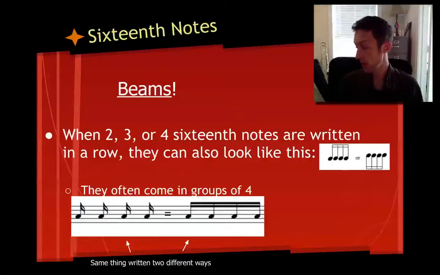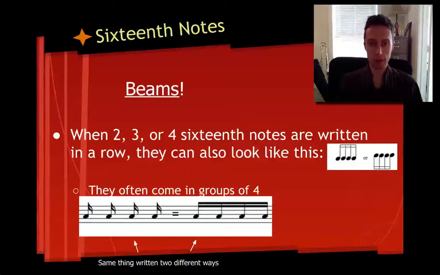And then if you look down there again, it's an example of the same thing written 2 ways. 4 16th notes written with flags, and then 4 16th notes written with beams. It's the same thing. It would sound the exact same if it were played by a musician. And then down here again you can see 4 16th notes that are beamed together with the stems up, and 4 16th notes that are beamed together with the stems down. So again, it would sound like the same thing, just different ways to look at it visually.